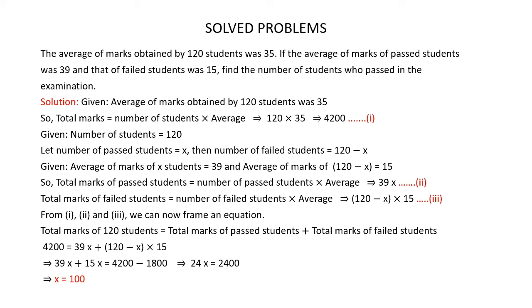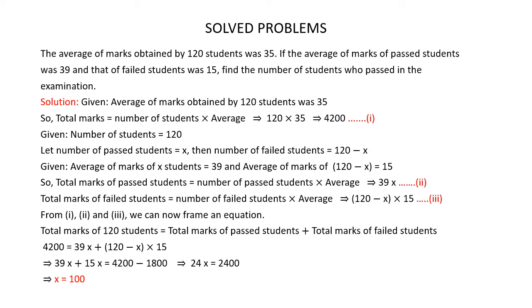So we have found out the total marks scored by 120 students. We have found the total marks of passed students and also the total marks of failed students. So from equations 1, 2 and 3, we can now frame an equation. Total marks of 120 students is equal to total marks of passed students plus total marks of failed students. This is nothing but 4200 is equal to 39x plus 120 minus x multiplied by 15.